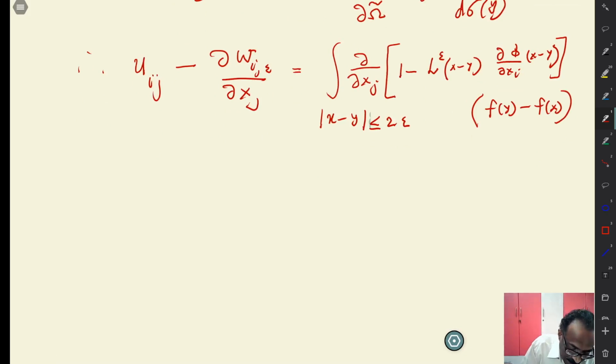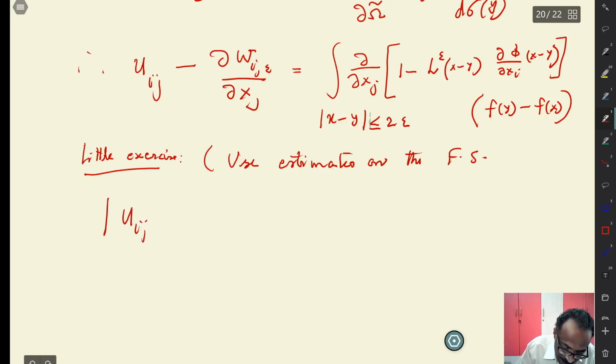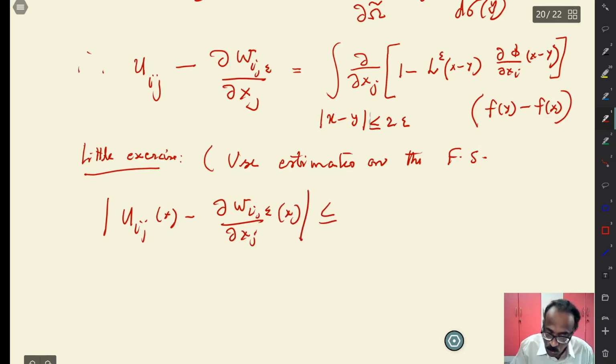If you look at it, do an estimate. A little exercise. This we have done in the previous theorem, but you can do the same thing. If I do this exercise, you use the Hölder continuity and estimates on the fundamental solution. On the fundamental solution, if you do that, I'll get my dwi epsilon by dxj at x will be less than or equal to, look at this differentiation. So you have to first differentiate, this bracket should be like this. First, you have to differentiate this one.